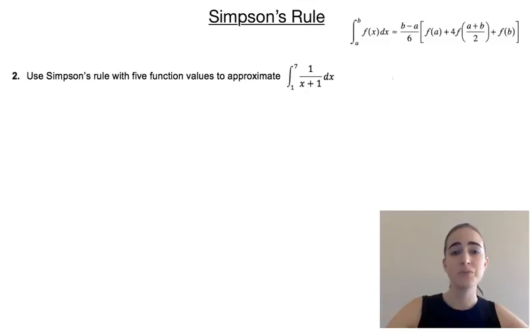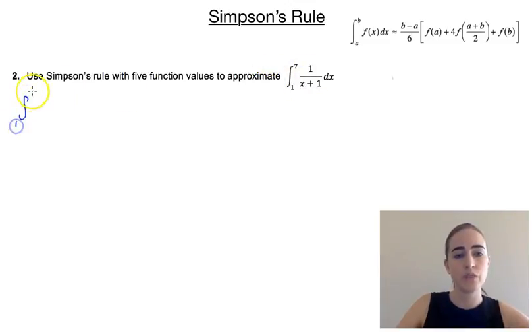Our second example asks us to evaluate that same integral, but it wants us to use 5 function values this time. So one application of Simpson's rule used 3 function values. 2 applications is going to use 5 function values. And the reason it's not 6 is that one of those function values is going to be used twice. So we're going to split this integral in half.